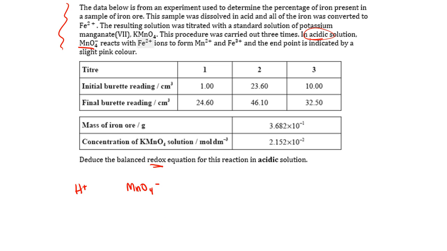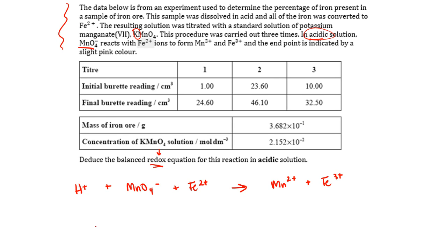the manganate, MnO4 with a -1 charge. You could put the potassium in there if you wanted to, but generally we ignore it in the redox part of the equation because its charge isn't going to change. It's just going to float around the solution as a K+. So the manganate is going to react with our iron 2+ ions, and we're going to form manganese +2 and iron +3.